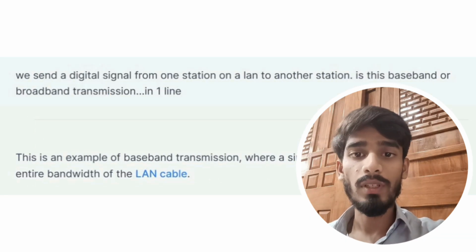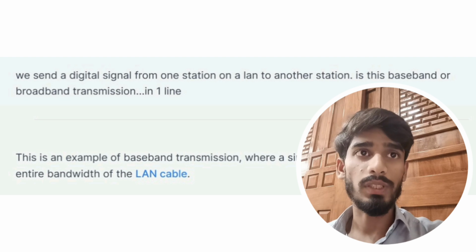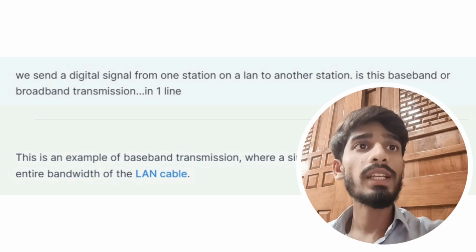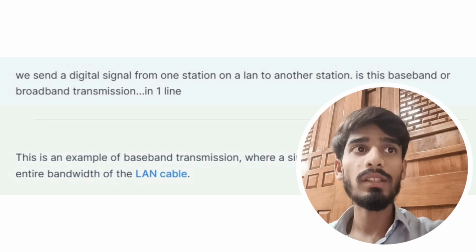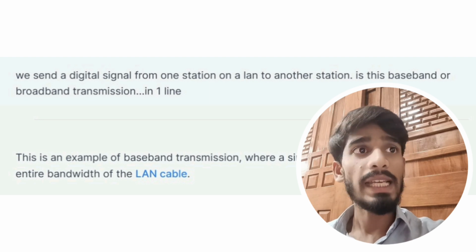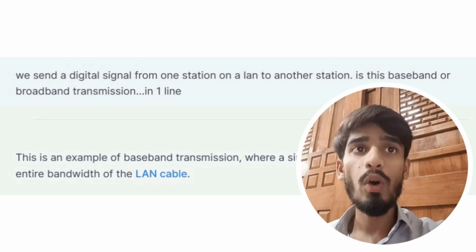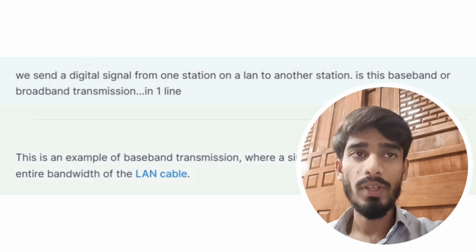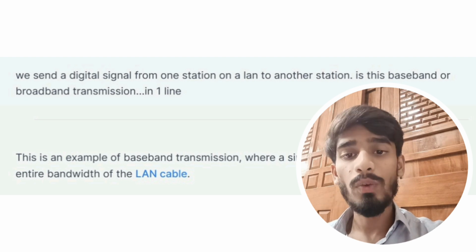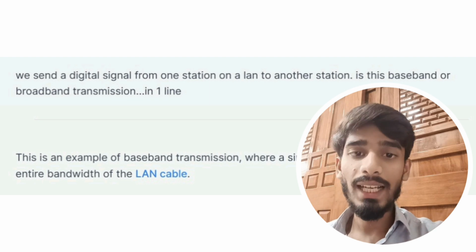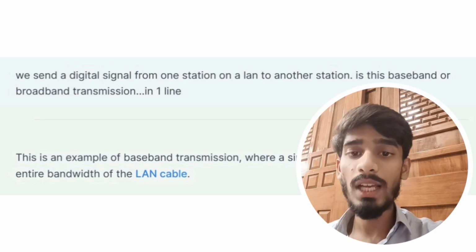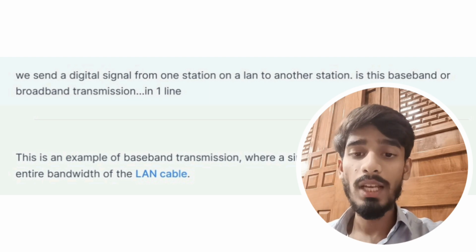Next thing, there is a situation where we send a data signal from one station on a LAN to another station. Is this baseband or broadband transmission? This is an example of baseband transmission, where a single digital signal occupies the entire bandwidth of the LAN cable.